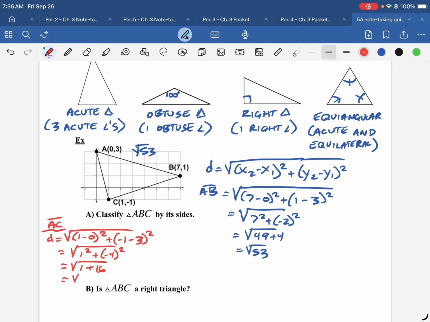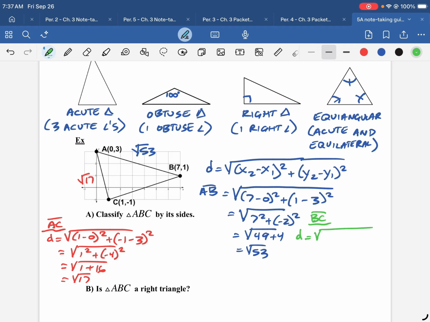And I got root 17 for this side. Okay, so those two sides are not congruent. I'll do the last side in green. Let's see, I'll use this space off to the right here. The bottom of the triangle would be side BC.